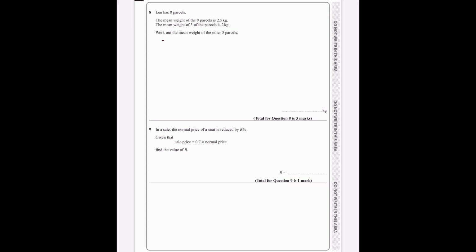Question number 8. Lauren's parcels. So to work out the total weight of the 8 parcels, we'll times 8 by 2.5, so the 8 parcels will weigh 20 kilograms. The 3 parcels will weigh 6, so I'll subtract that 6 from the 20 to give me 14. So the remaining 5 parcels must weigh 14. 14 divided by 5 to find the average of those is 2.8.